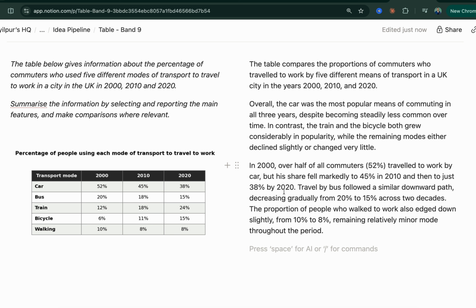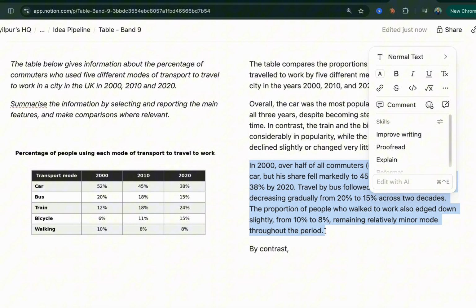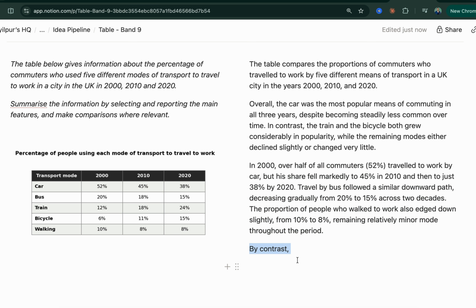Now, in the second body paragraph, I'm going to talk about train and bicycle, which actually increased. The commuters chose train and bicycle to commute to work more and more over the 2-decade period. Let's get started. By contrast, so the reason why I'm using by contrast is because this one is a downward pattern, but this one is going to be an upward pattern. So by contrast is a nice phrase to connect the contradiction between two paragraphs.